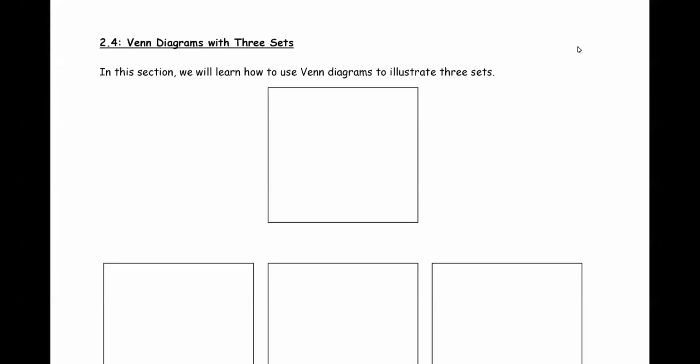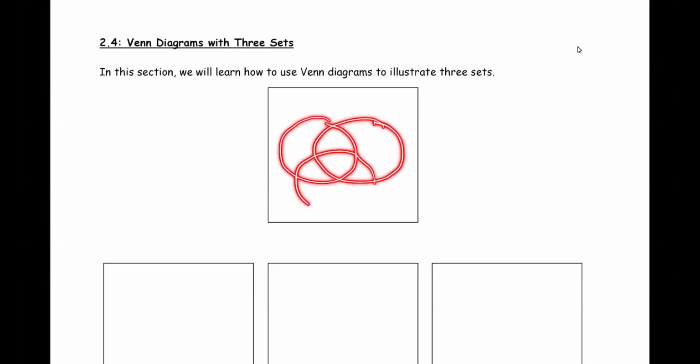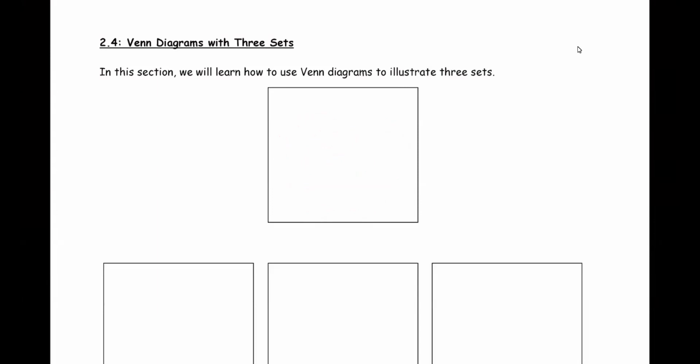All right, so here we go. Venn diagrams with 3 sets. I think last class we mostly focused on just 2 sets, but now there's going to be a 3rd set. So let's draw a picture of that.